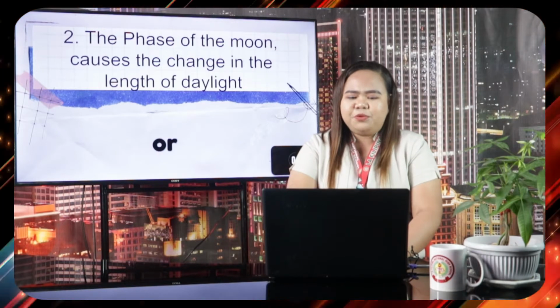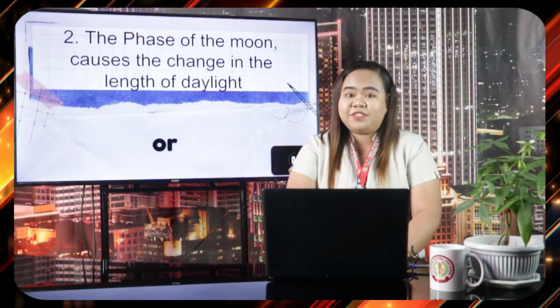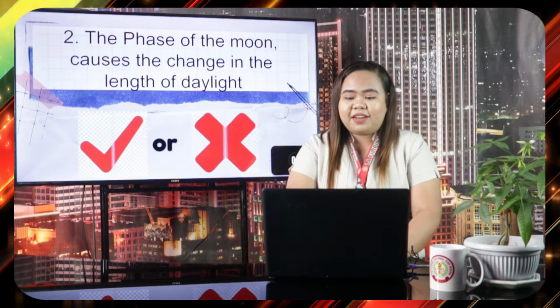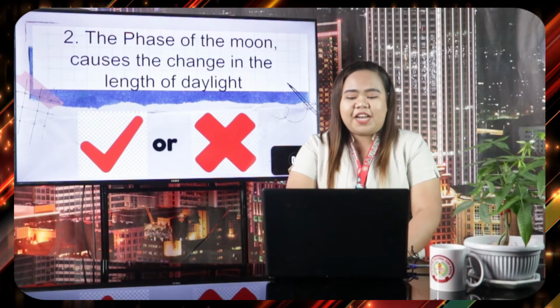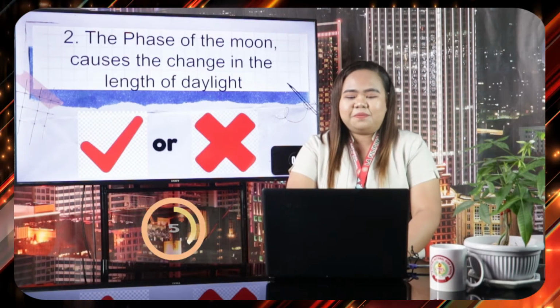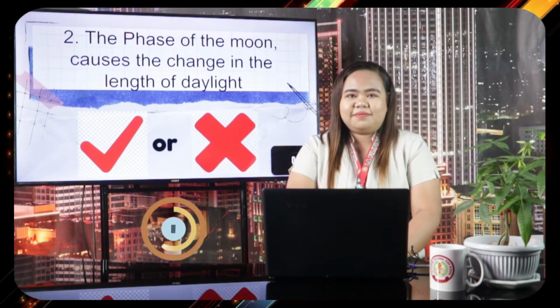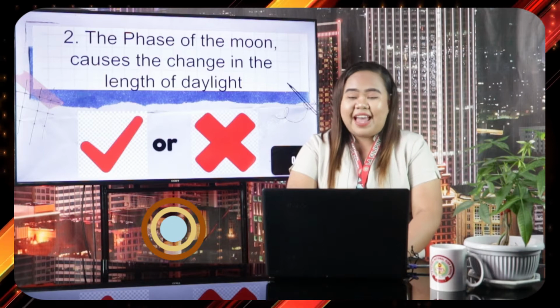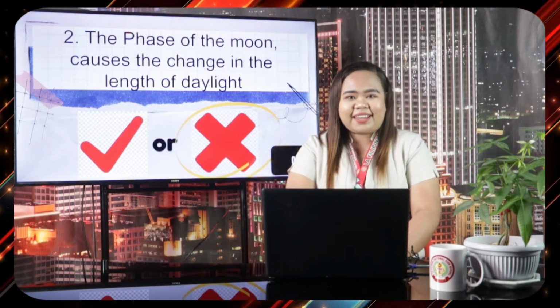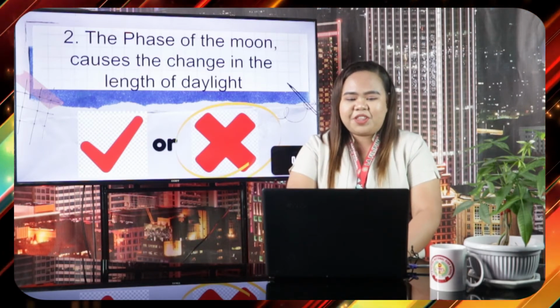The phase of the moon causes the change in the length of daylight. Is it correct or incorrect? Your 5 seconds starts now. The answer is incorrect. Let's proceed to number 3.